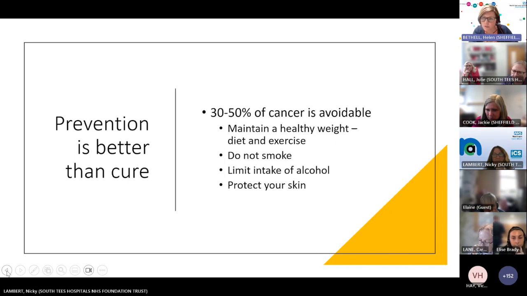There's a question from David, which says, how can we get the message out there into the communities that 30 to 50% of cancers are preventable? It feels like it needs a national drive or regional drive from cancer alliances, perhaps. And I'm unsure if the average patient knows this.